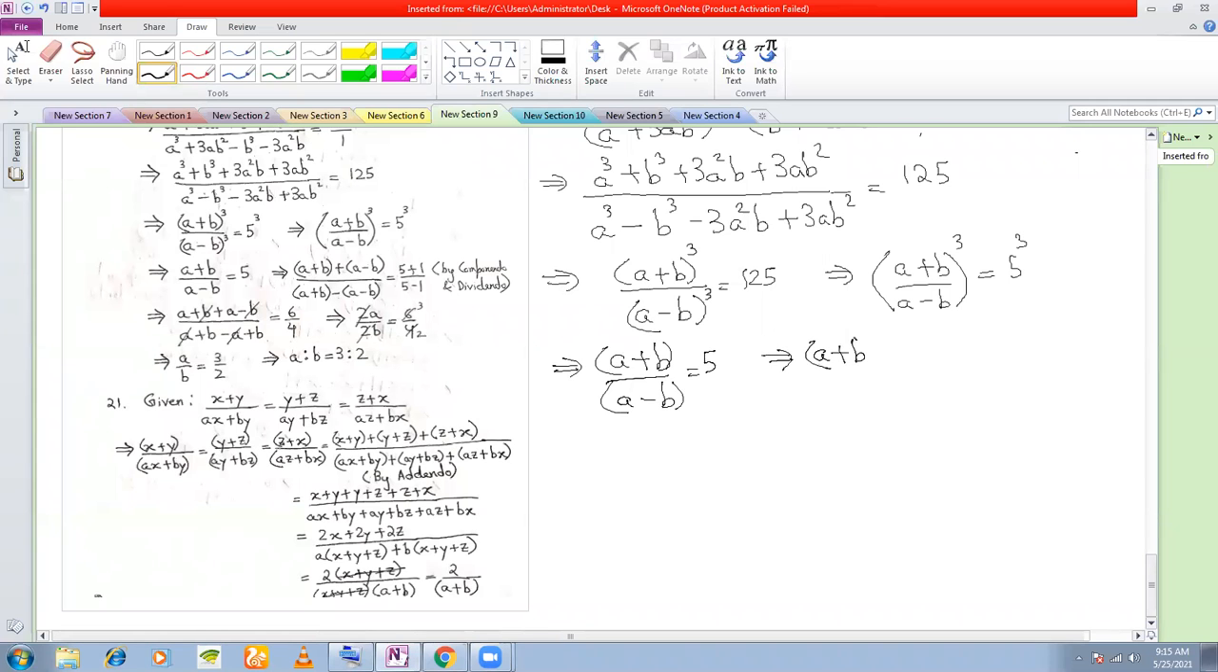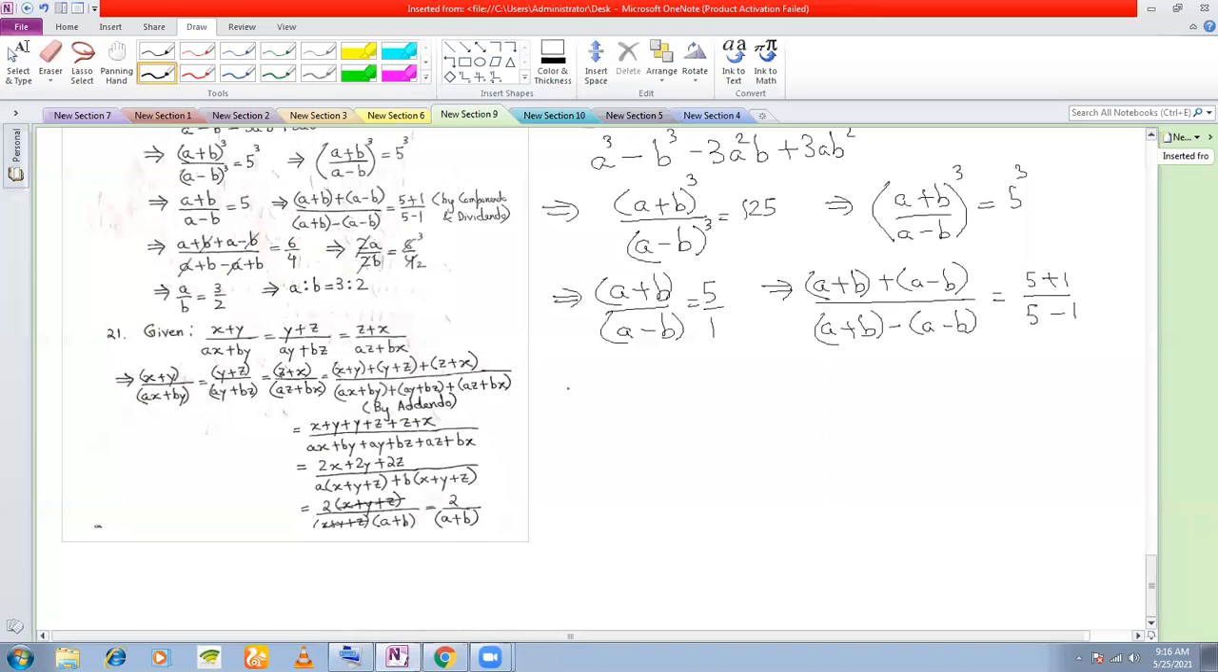Now again use componendo and dividendo. a plus b plus a minus b, by a plus b minus a minus b, is equal to 5. Since you have a 1 in the denominator here, 5 plus 1 by 5 minus 1. Open the brackets: a plus b plus a minus b by a plus b minus a plus b is equal to 6 by 4.